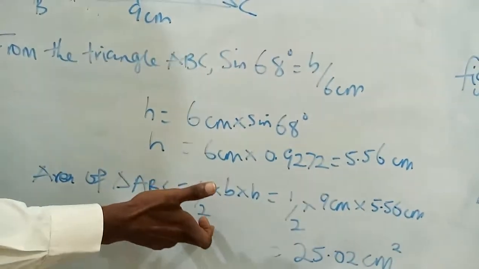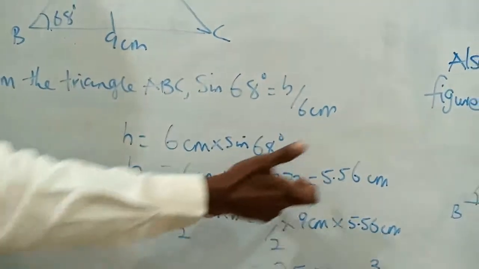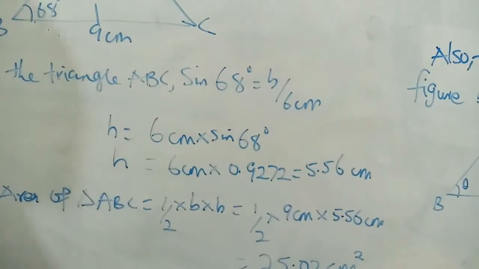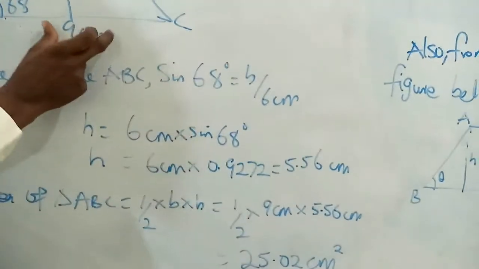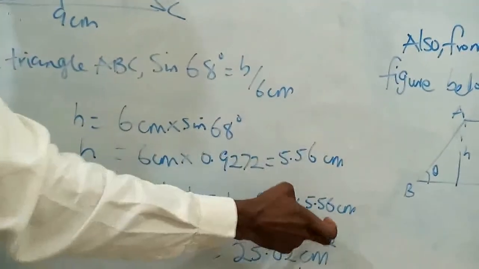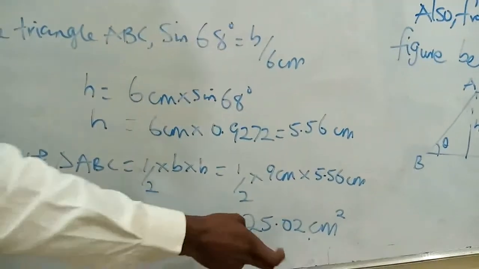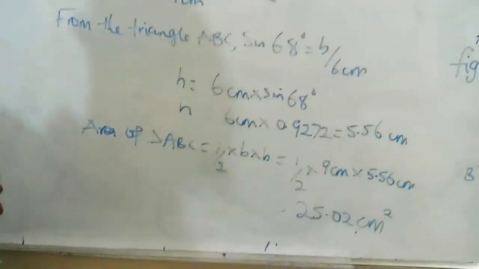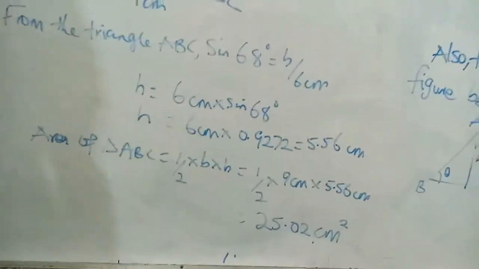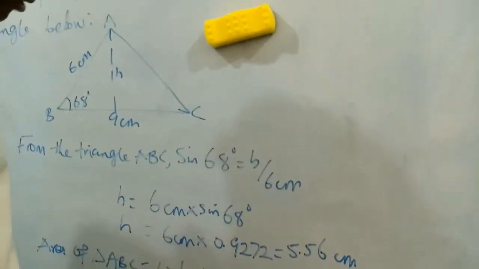We now use our formula half times base times height, because we've now found our height. Half times base of 9 cm times our height of 5.56 cm. And that gives us 25.02 cm squared as our area of the triangle. For the first one, we use our formula, half times base times height, to solve this.